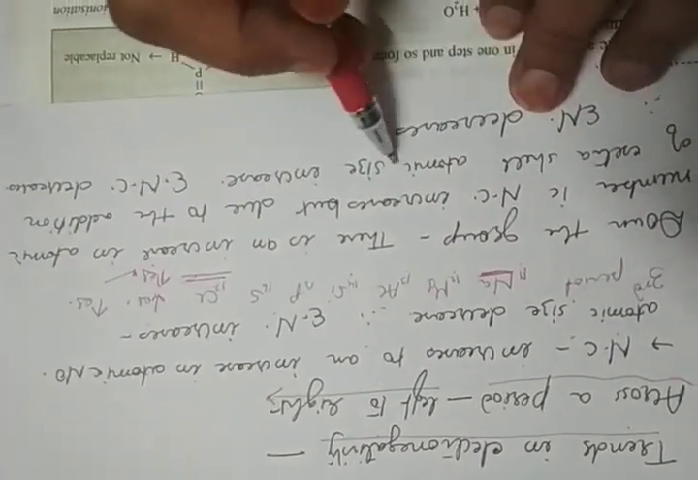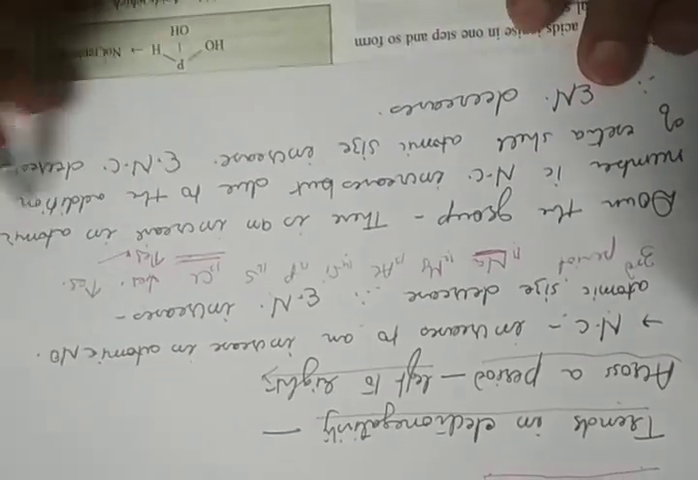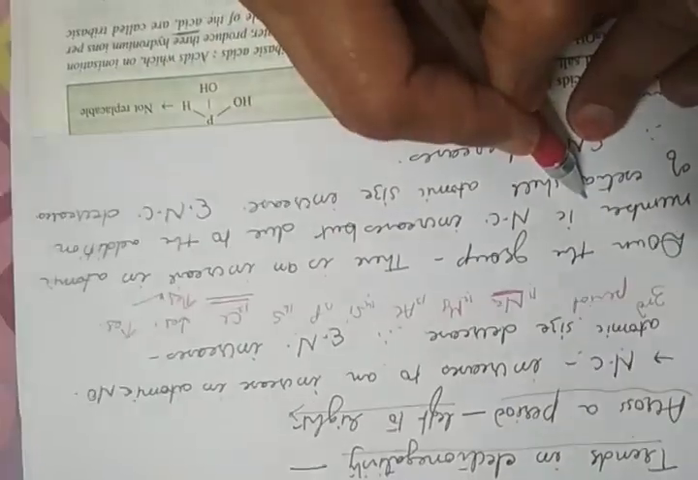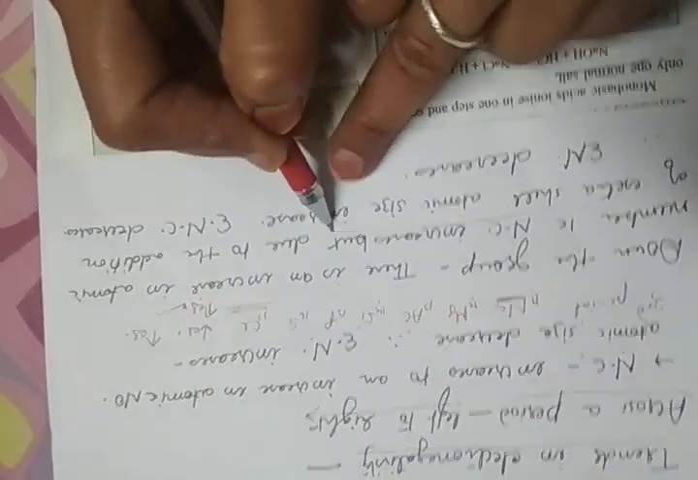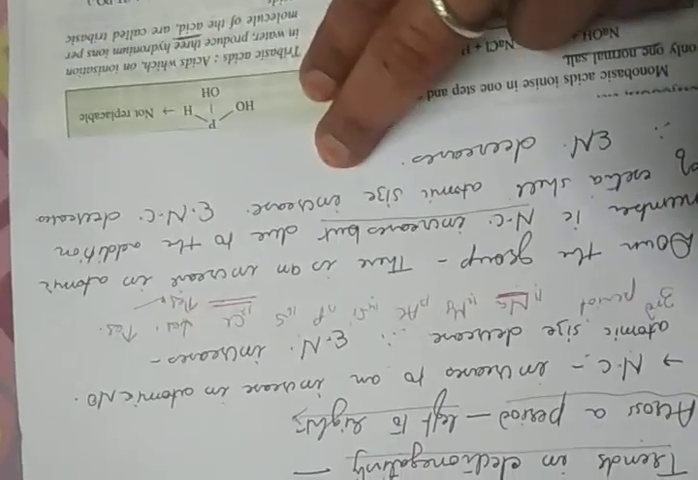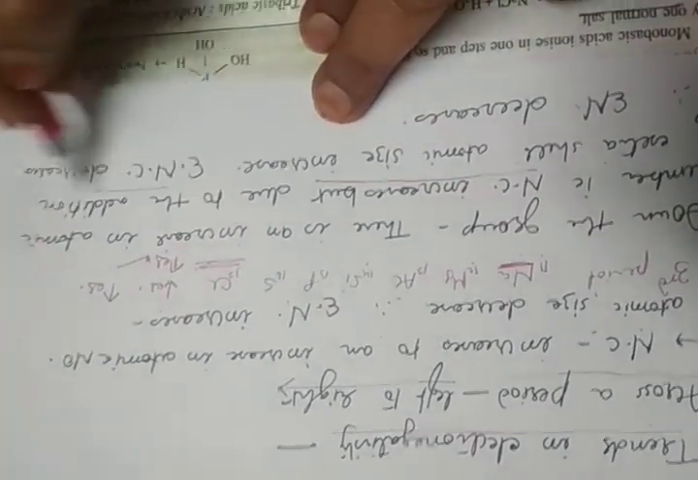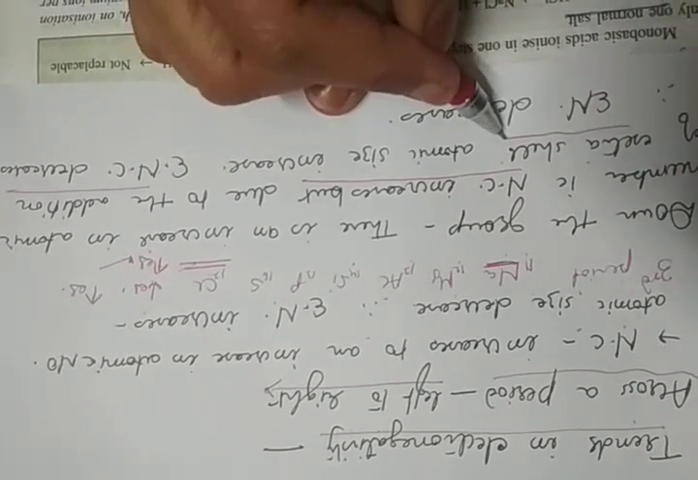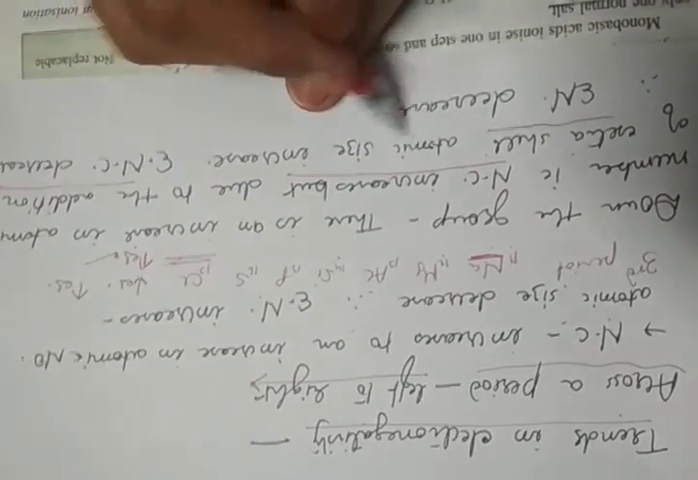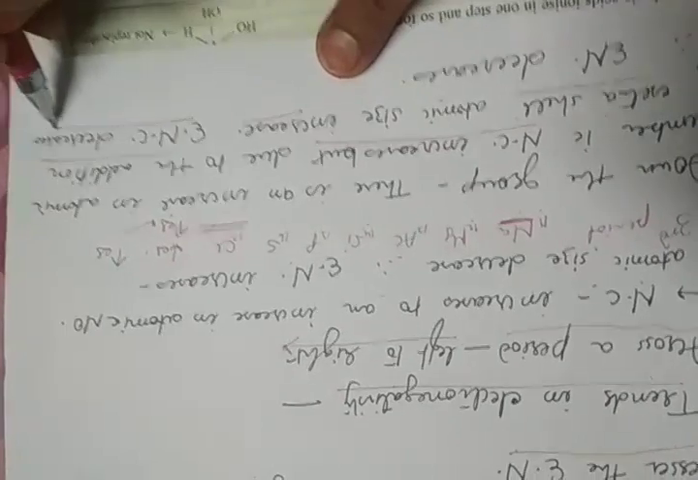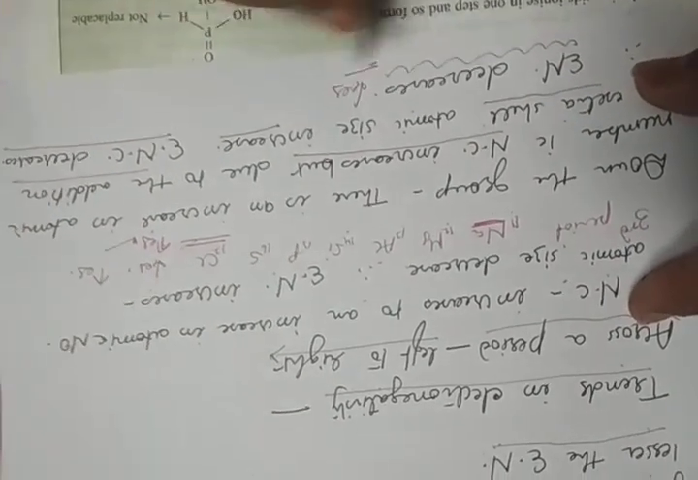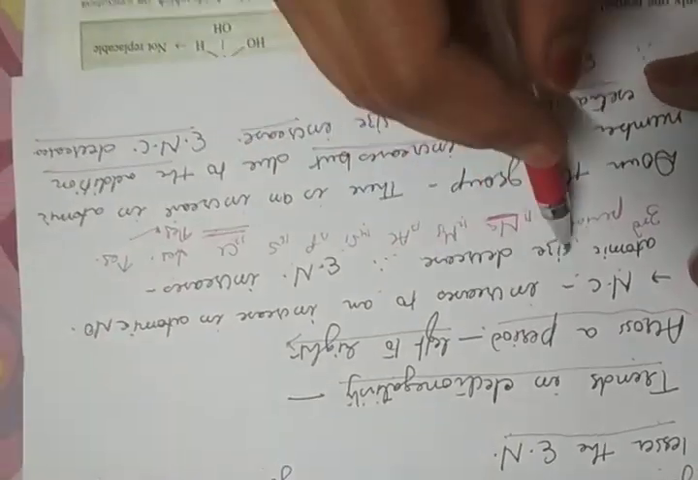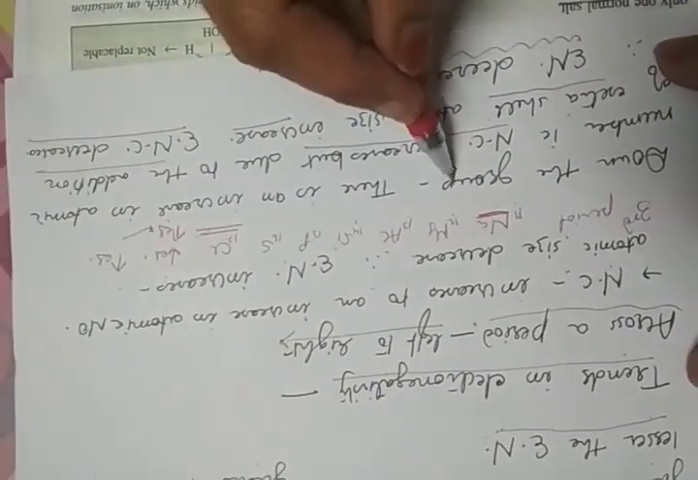Now down the group, there is an increase in atomic number. When one moves from top to bottom, the atomic number increases. Nuclear charge also increases, but the effective nuclear charge decreases. Why? Because the addition of an extra shell takes place from top to bottom. Due to that, atomic size increases. Effective nuclear charge decreases, so the electronegativity also decreases. So in a period, left to right it increases. In a group, top to bottom it decreases.